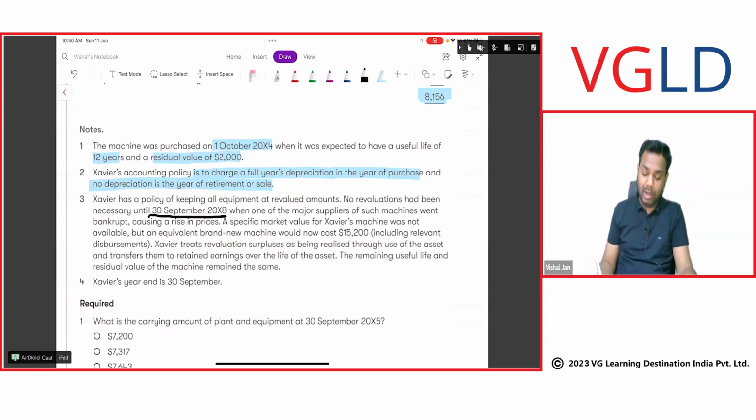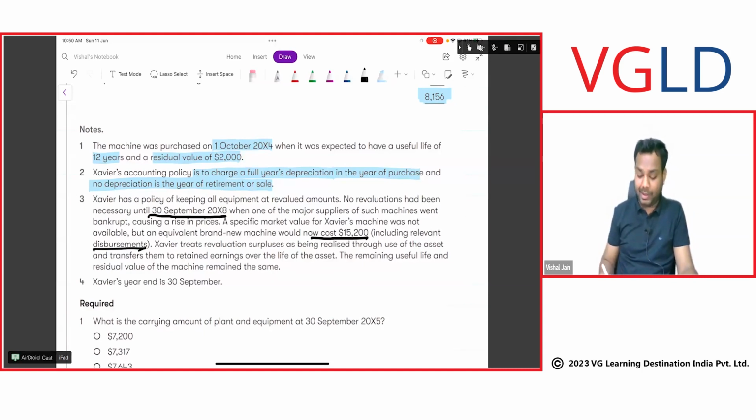Now, the specific market value of the JVS machine was not available, but an equivalent brand new machine would now cost 15,200, including relevant disbursements. I think if someone could relate to this, you will understand why I explained the concept of current cost.